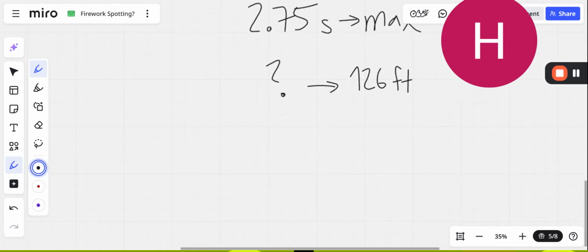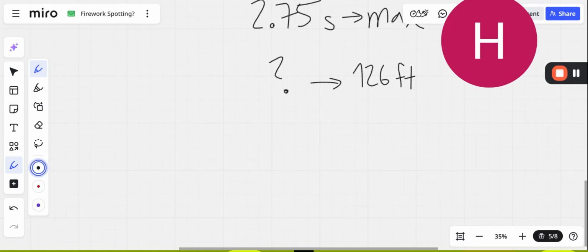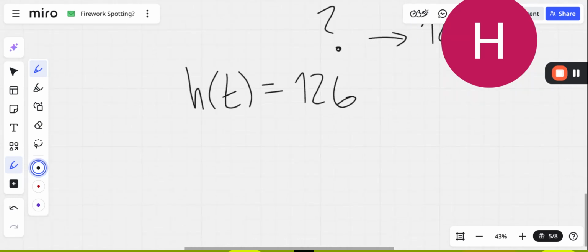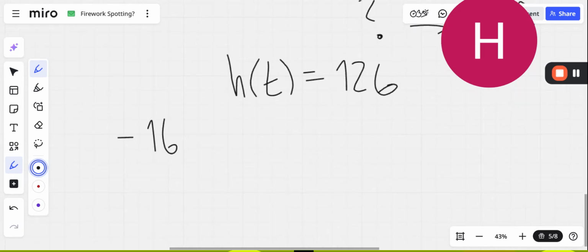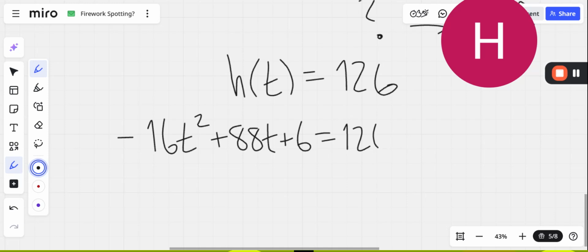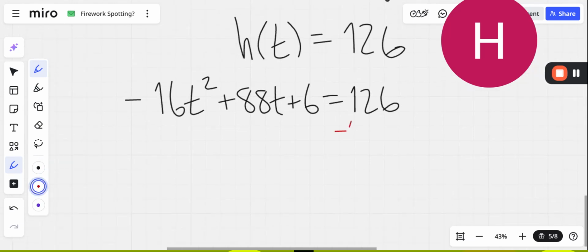How would we solve this kind of thing? Well, we want to know when is the height going to be equal to 126. In other words, solve the equation negative 16t squared plus 88t plus 6 equals 126. And we can subtract.